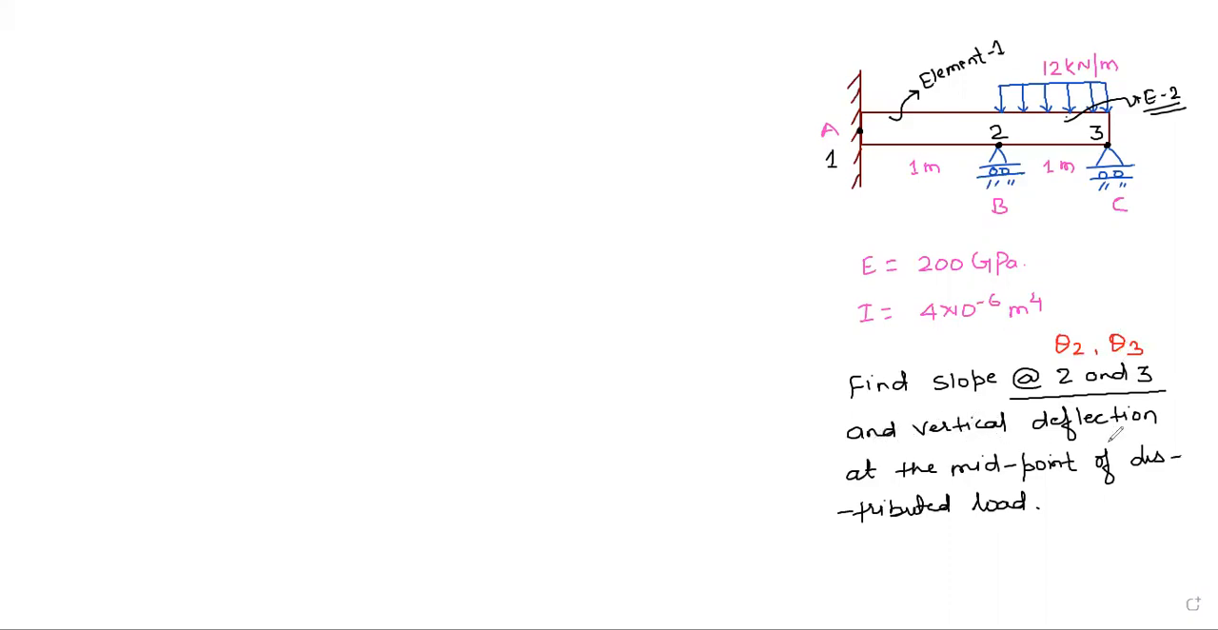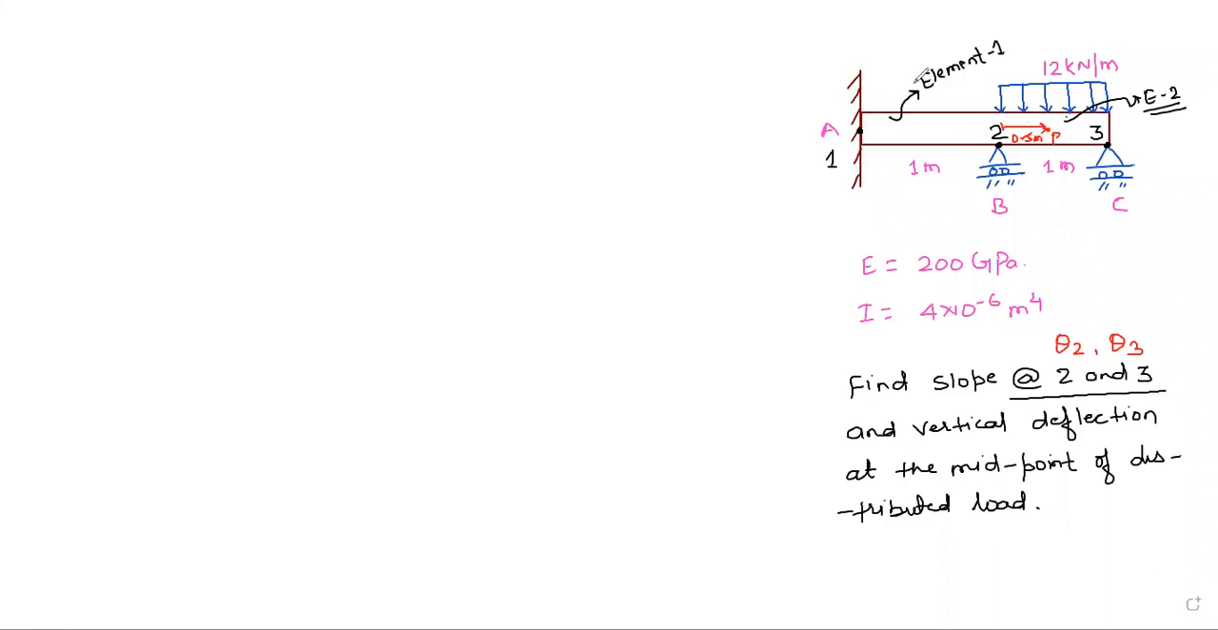Apart from this, what they are asking is to find vertical deflection at the midpoint of the distributed load. So somewhere at this point, which is at the mid, from here to here the distance is 0.5 meter. Let us take this point as P point. At P point, what will be the vertical deflection? So that also we need to calculate. So how we will calculate? The approach is as usual, same, right?